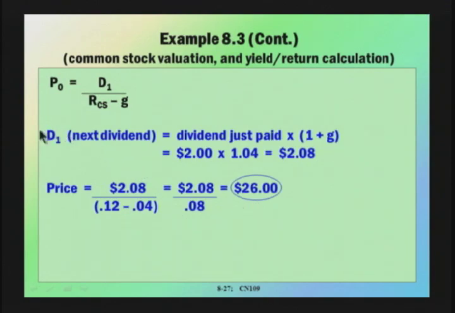The reason we need D1 instead of D0 is D0 has already been paid, but furthermore, we would miss that first year's growth in the dividend if we didn't grow D0 into D1. So this dividend will be 4% larger when we get it a year from now than was the $2 dividend just paid.